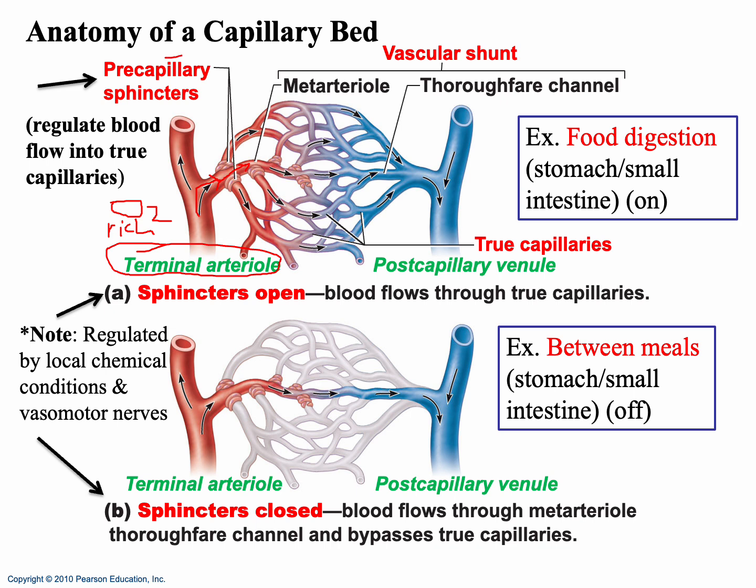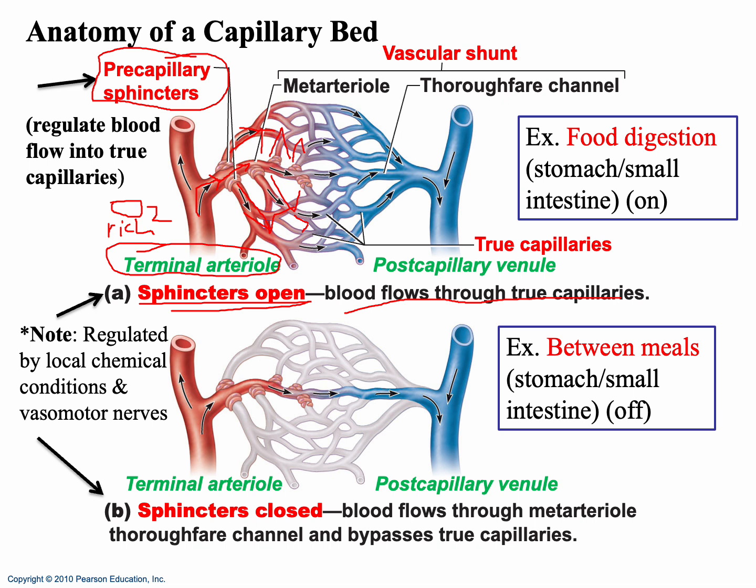What we find here are precapillary sphincters, and we're looking at an example where the sphincters are open. When the sphincters are open, blood is able to flow through the true capillaries. So here we can see with those arrows, sphincters open, blood's flowing through. And ultimately, that oxygen can make its way to tissues.